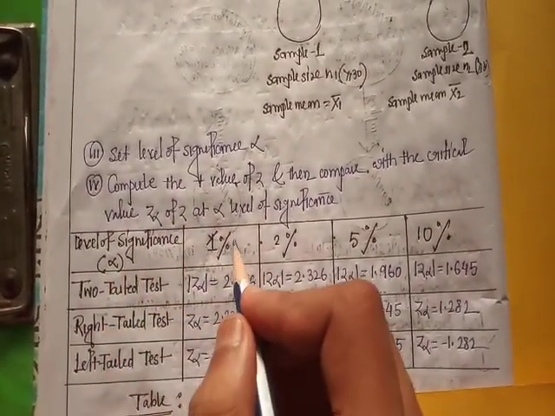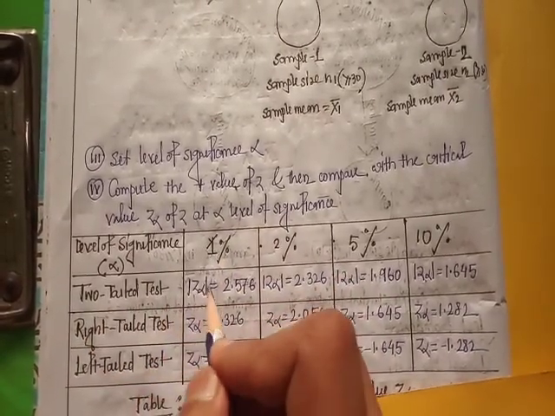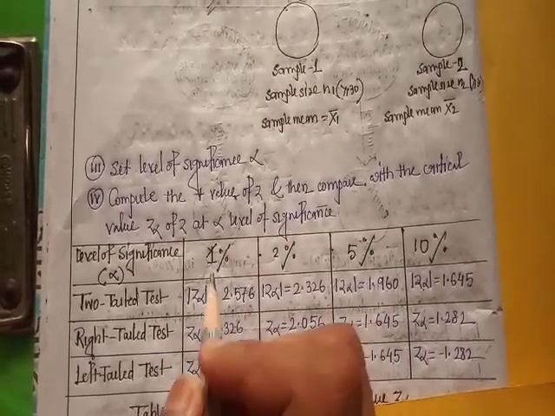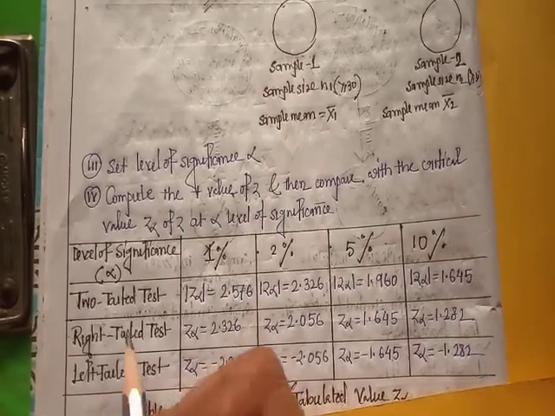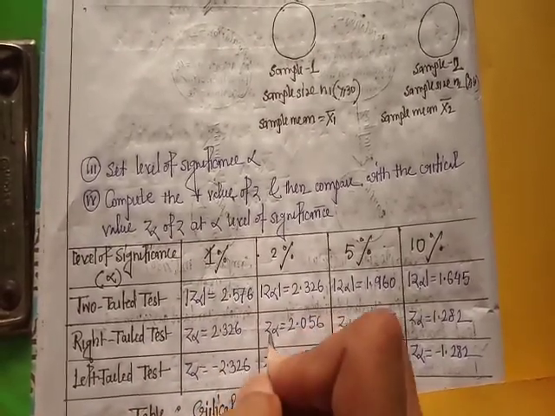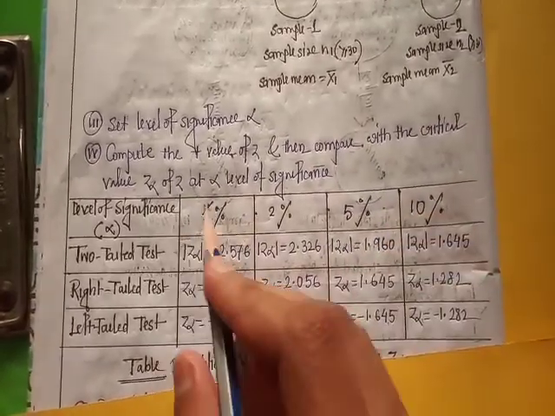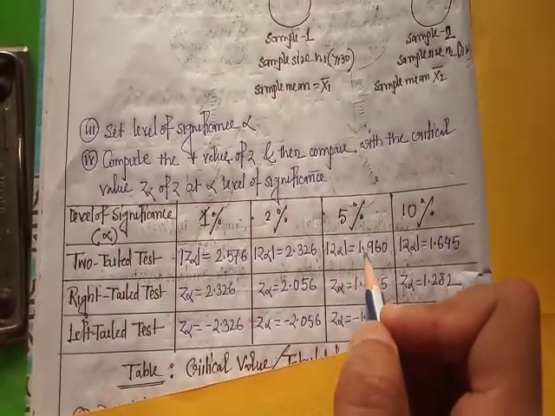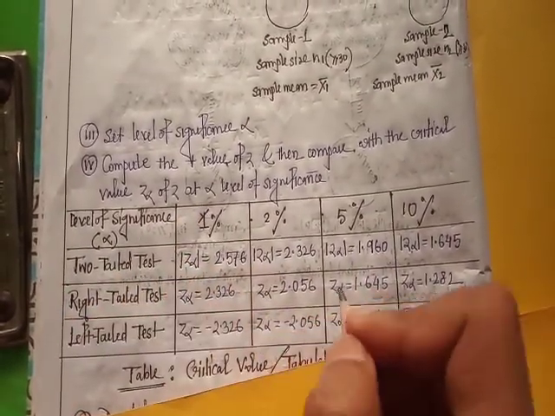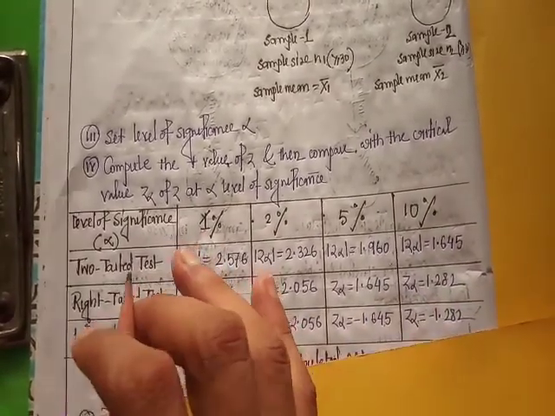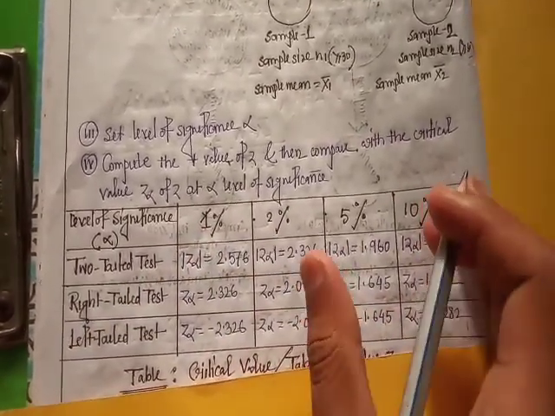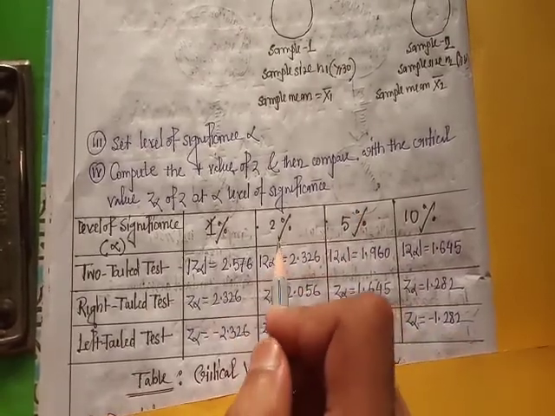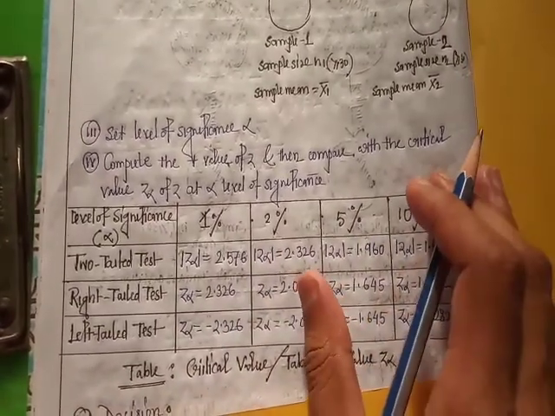If the level of significance is 1%, then for a two tail test the value of Z alpha is 2.576, for a right tail test it is 2.326, and for a left tail test it is minus 2.326. Similarly, for 5% level of significance, for a two tail test Z alpha is 1.960, for a right tail test it is 1.645, and for a left tail test it is minus 1.645. Please remember these values. These are for 1%, these for 5%, and these for 10% level of significance.